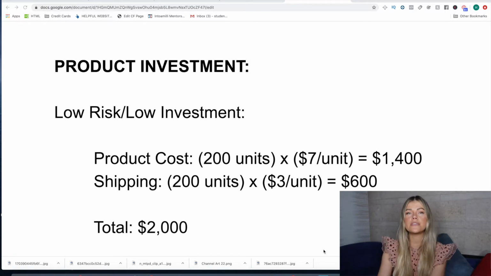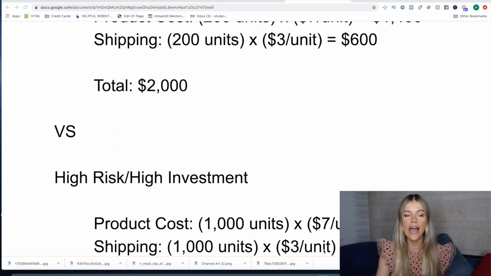So let's keep the price of the product at $7 and then the shipping of the product $3 per unit. So the total product cost of the actual product manufacturing would be $1,400, and then the shipping would be around $600, which means you will need to invest $2,000 into inventory alone just to have something to sell, okay? This is the low risk way.